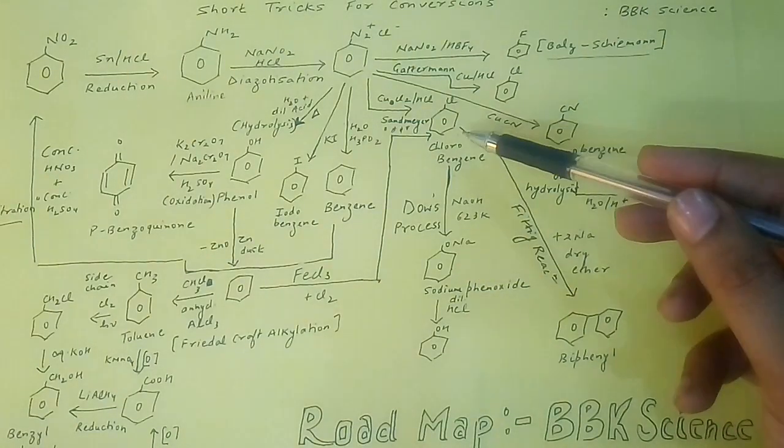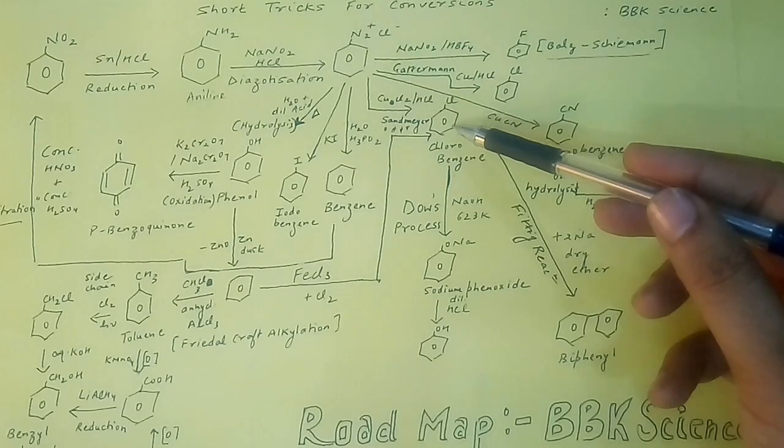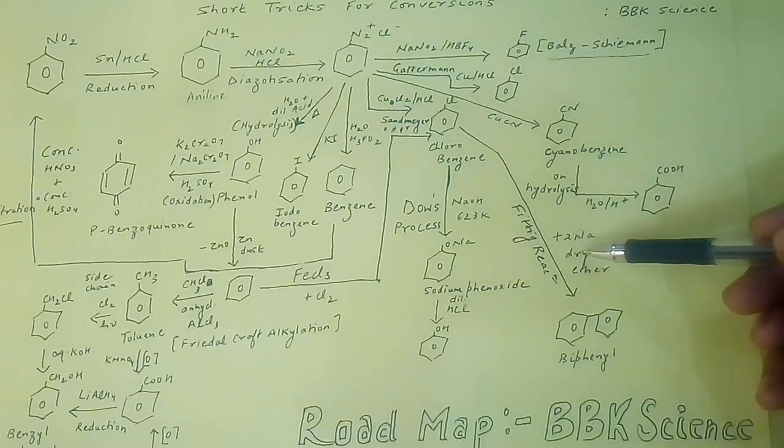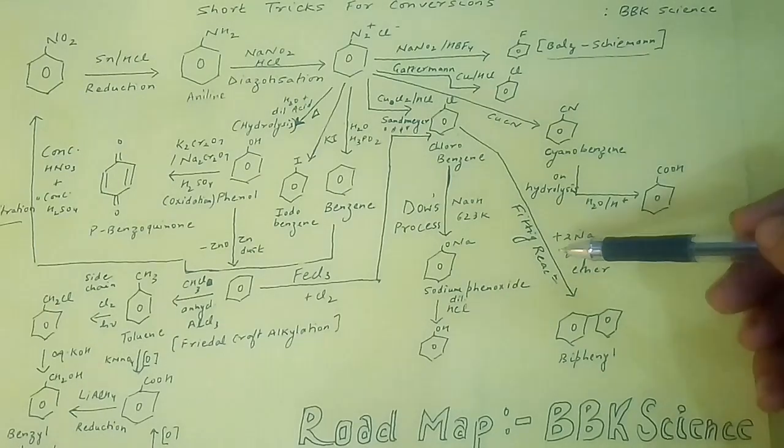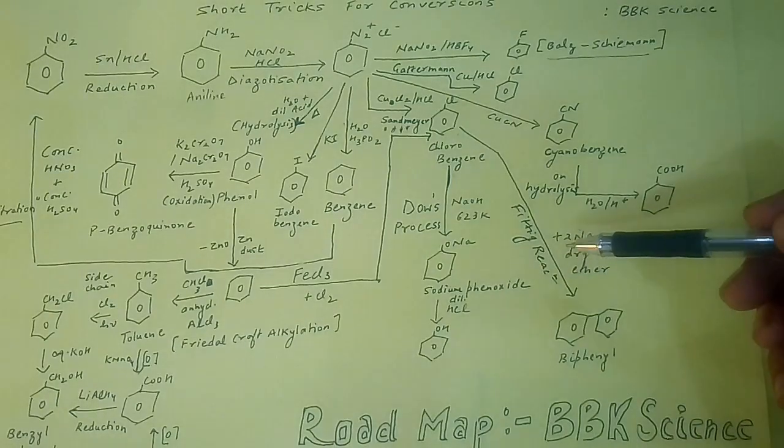Similarly, when I have 2 moles of this chlorobenzene which reacts with 2 moles of sodium atom in sodium metal in presence of dry ether, then it is similar to a reaction which we have learned in class 11, that is Wurtz reaction.